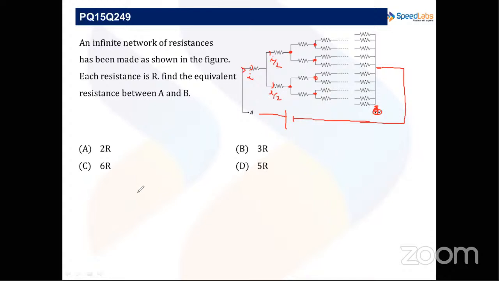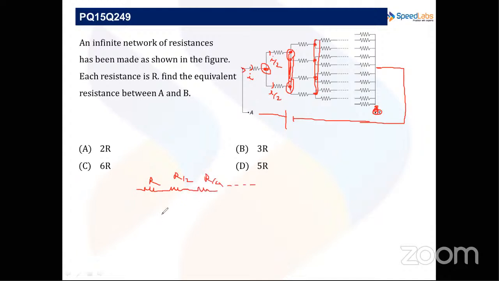So let me redraw the resistance a little. First is R, then from this point to these points, which are the same point, I am considering them as a single point. There are 2 resistances connected, so it will be R by 2. Then there are 4 resistances connected between this point and this point, so R by 4, and so on to infinity.